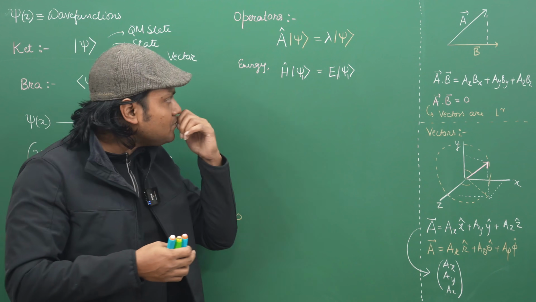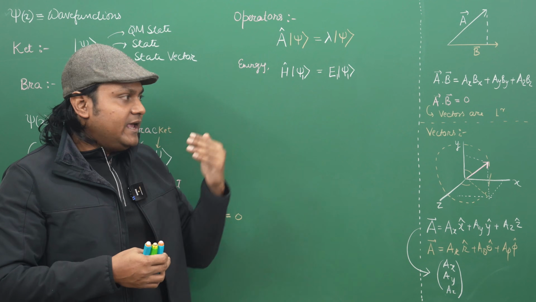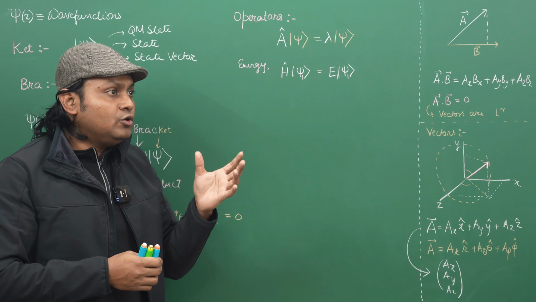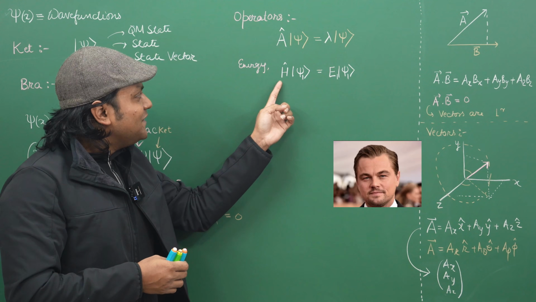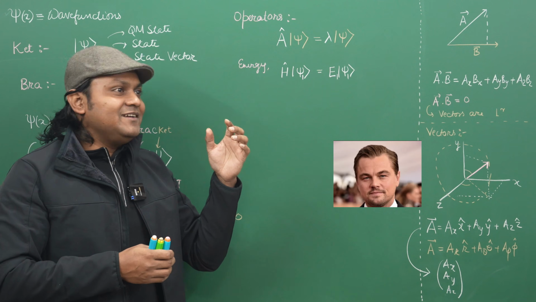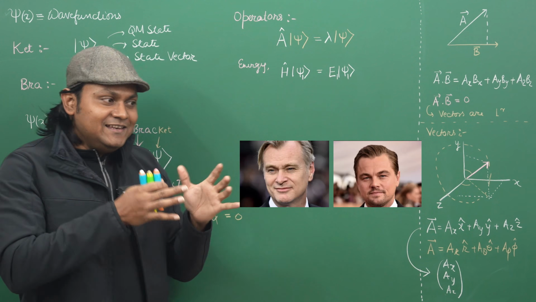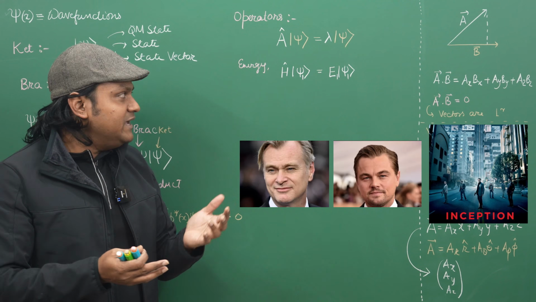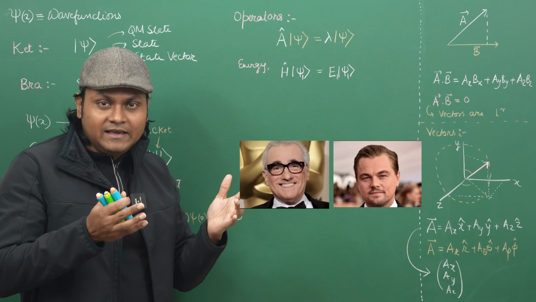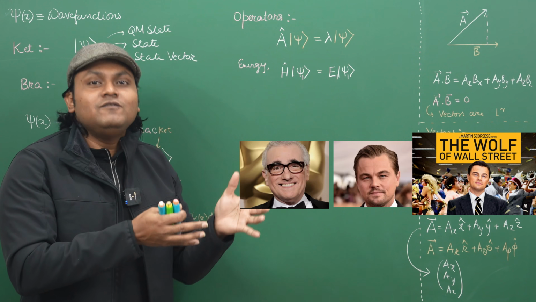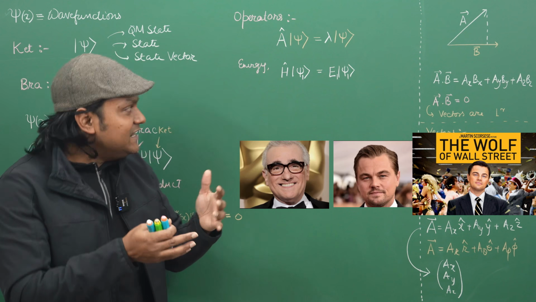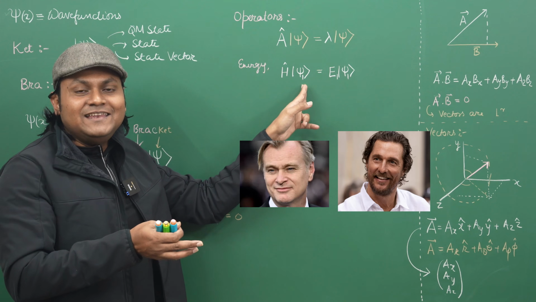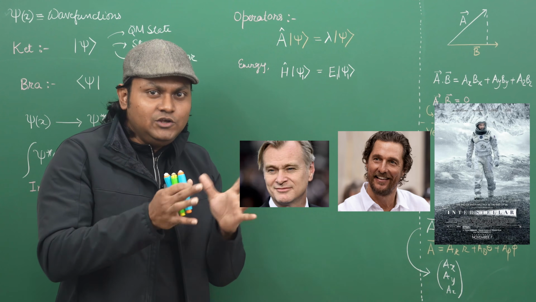So for example, if you think of the Ket as like an actor, let's suppose Leonardo DiCaprio, and the operator as Nolan or something, then you end up getting Inception. But if you replace Nolan with Martin Scorsese, then you end up getting The Wolf of Wall Street. But instead, if you have Christopher Nolan operating on Matthew McConaughey, then you end up getting Interstellar. You're getting what I'm saying?